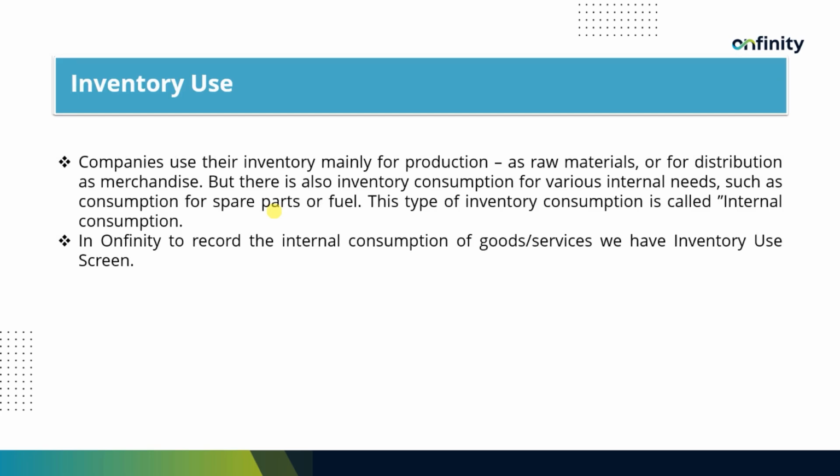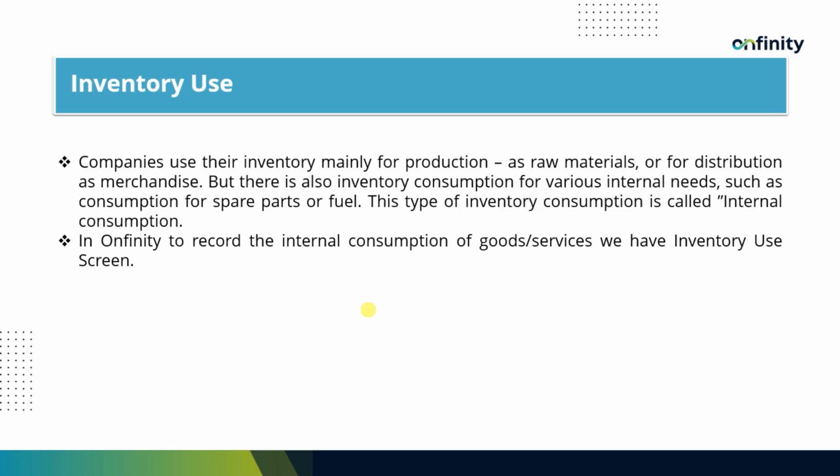Companies use their inventories mainly for production as raw materials, or for distribution as merchandise. However, there is also inventory consumption for various internal needs, such as spare parts or fuel. This type of inventory consumption is called internal consumption. In Onfinity, to record the internal consumption of goods or services, we have the Inventory Use screen. This screen allows you to document and track inventory movements that are not related to sales or production, ensuring real-time visibility and accountability.